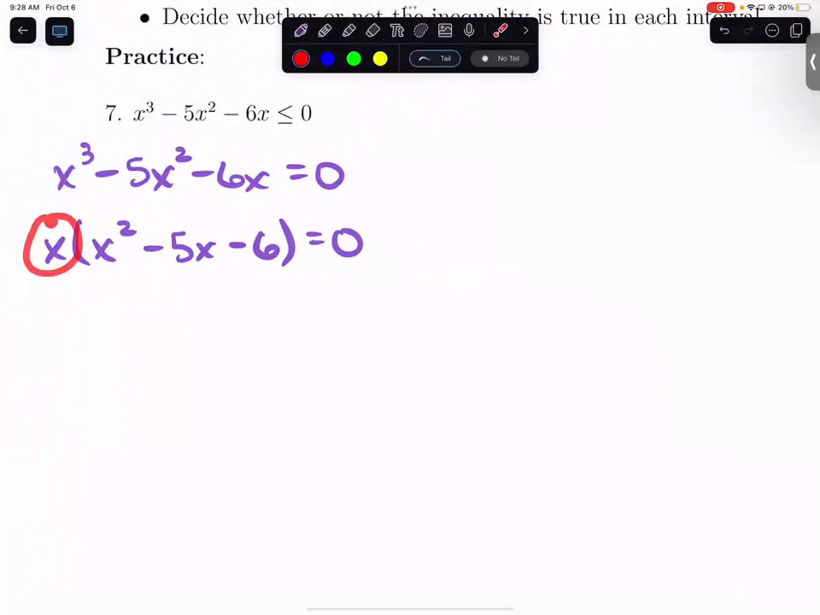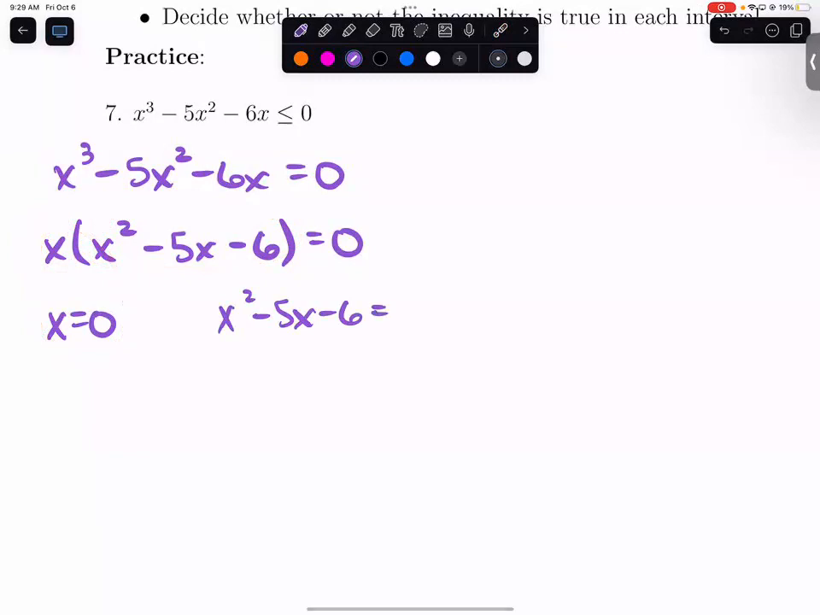So we've got one linear factor that tells me that one of the intercepts or one of the solutions is 0. And then we've got one quadratic factor that, well, since it's a quadratic, we know how to solve. So how do you want to do that? Okay, fine with me. x equals 0 from this one, right? And on the other hand, x squared minus 5x minus 6 equals 0.